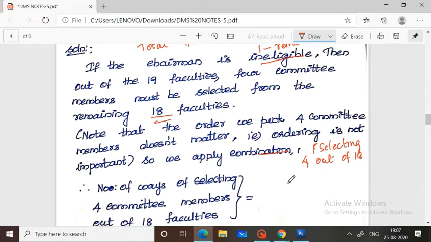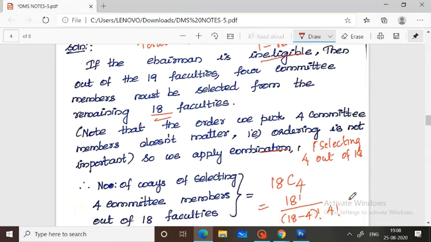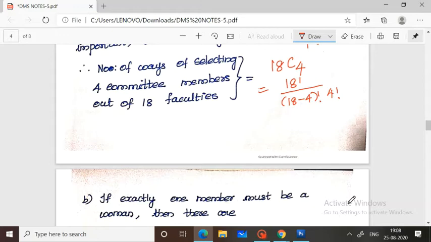That means the answer, how will you write the answer? നമ്മളിവിടെ 19 പേരിൽ ഒരാൾ പോയിട്ട് ബാക്കി എത്ര പേര്? That means 18ൽ we select 4 members. That is equal to 18 factorial divided by 18 minus 4 factorial into 4 factorial. അപ്പോൾ ആൻസർ എന്താണ്? That is equal to 18 factorial divided by 14 factorial into 4 factorial.